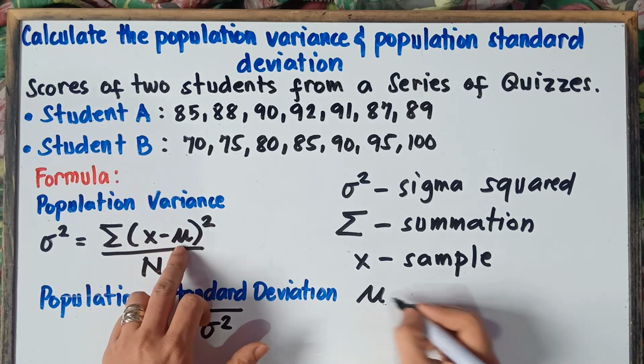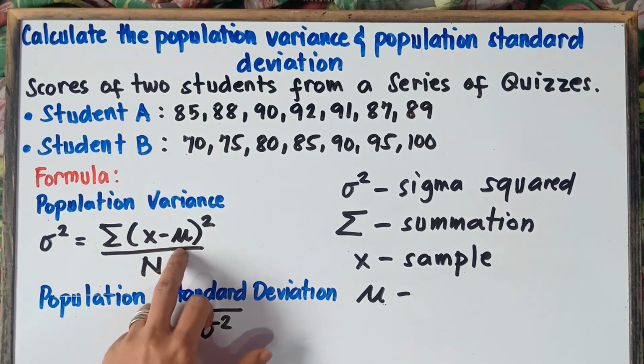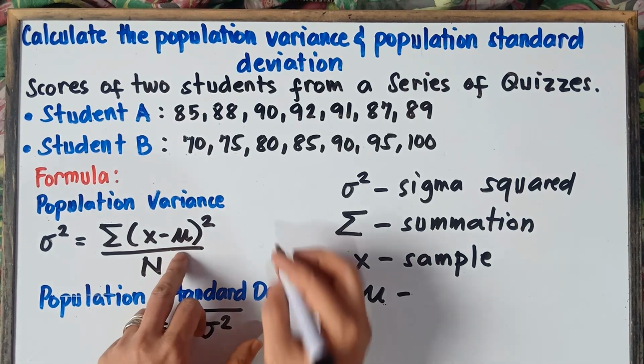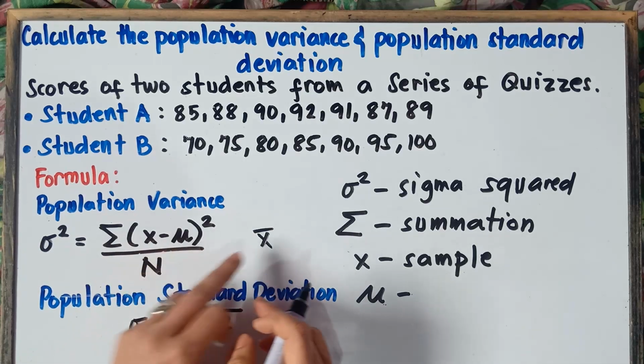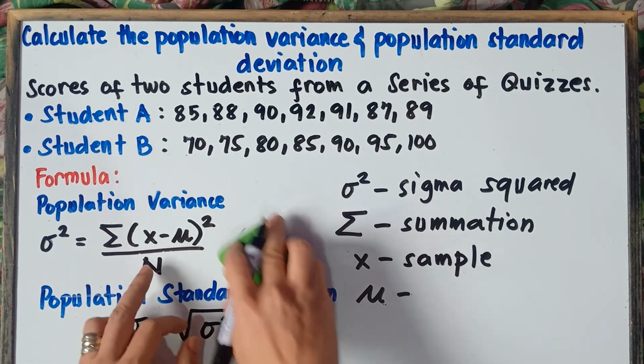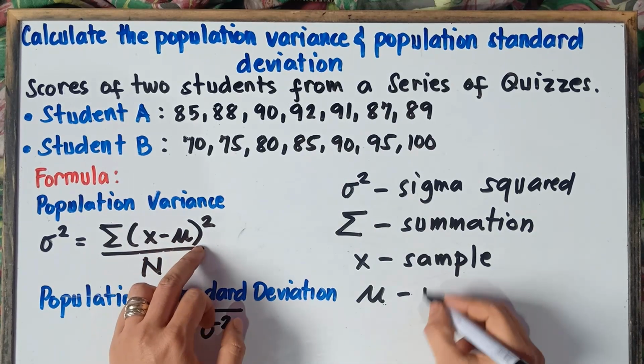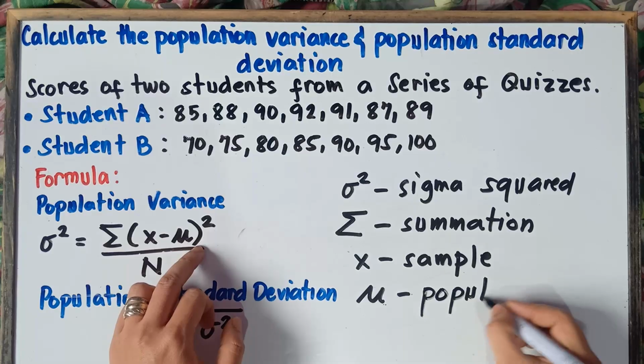And then this U, class, is very different. Once again, this U is very different from the sample variance, because we have the mean, right, a while ago. For the sample variance, there would be x, the sample, minus the mean. Now, for population variance, there would be x minus the population mean.